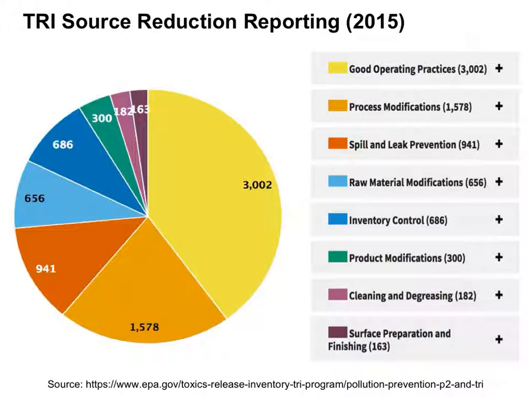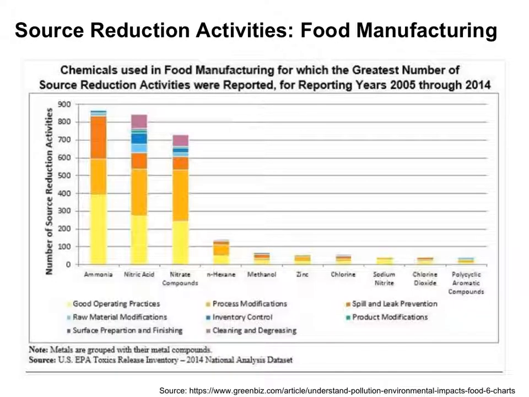The Pollution Prevention Act allows companies to share their source reduction experiences through the TRI reporting process. In 2015, over 7,500 examples of source reduction activities were shared, with good operating practices accounting for 40% of the examples and process modifications accounting for another 20%. This chart shows the number of source reduction activities for the food manufacturing sector, with ammonia, nitric acid, and nitrate compounds showing the greatest number of activities, and the greatest numbers being good operating practices, process modifications, and to a lesser degree, spill and leak prevention.